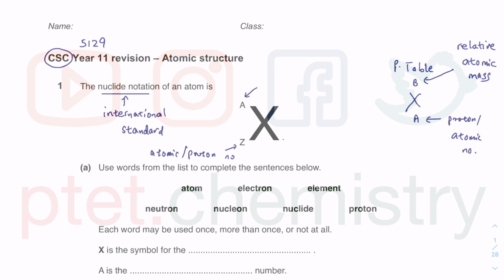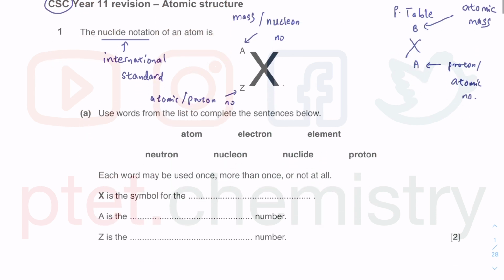This number on top, for this international standard format, is called nucleon number, or you can also call it mass number. Now they are giving you options to choose from this list. You can choose each word once, more than once, or not at all. So X is the symbol for the atom, because each and every single thing shown in the periodic table belongs to an atom, as shown in the question here. If I'm not mistaken, accepting element is technically not correct because, well, I suppose you can write element if you want to, but it's not entirely correct because it's simply showing one particular atom.